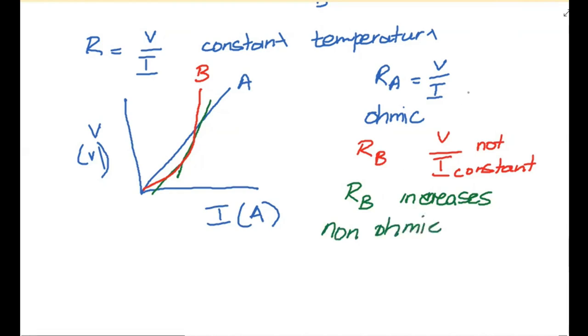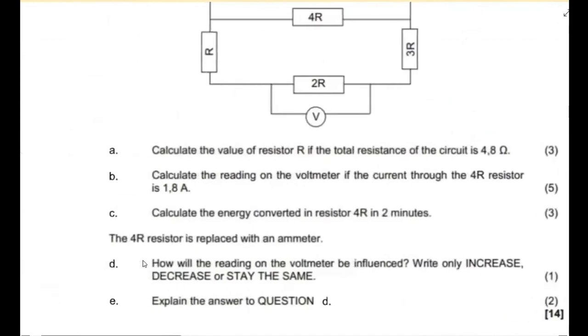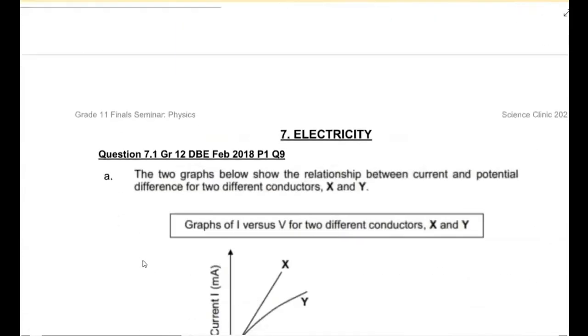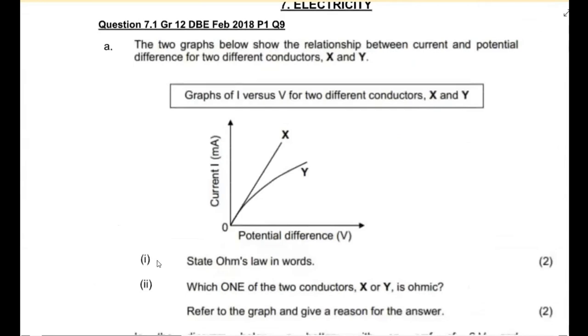Okay, V over I is not constant. So if we go back to the questions, let's go up to question 7.1, I think it was. I've got your 7.1a. Okay, here we go. So for DBE, this will be 6.1. Let's just go back to my blue.